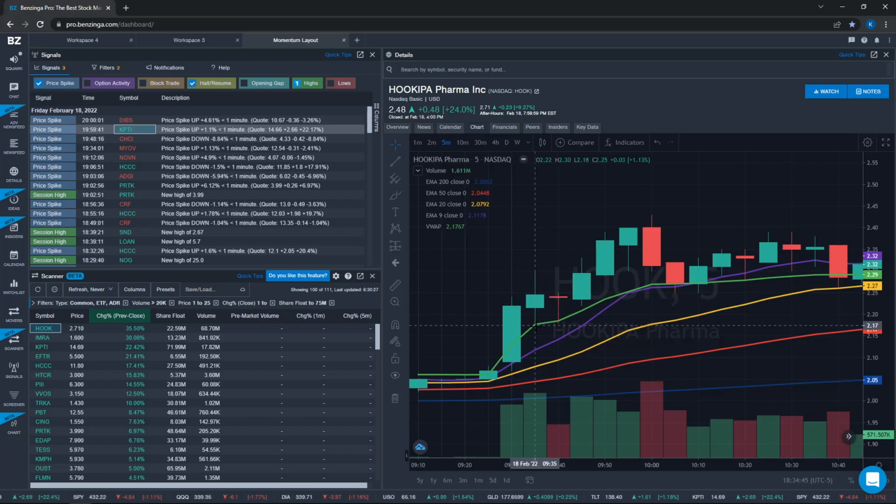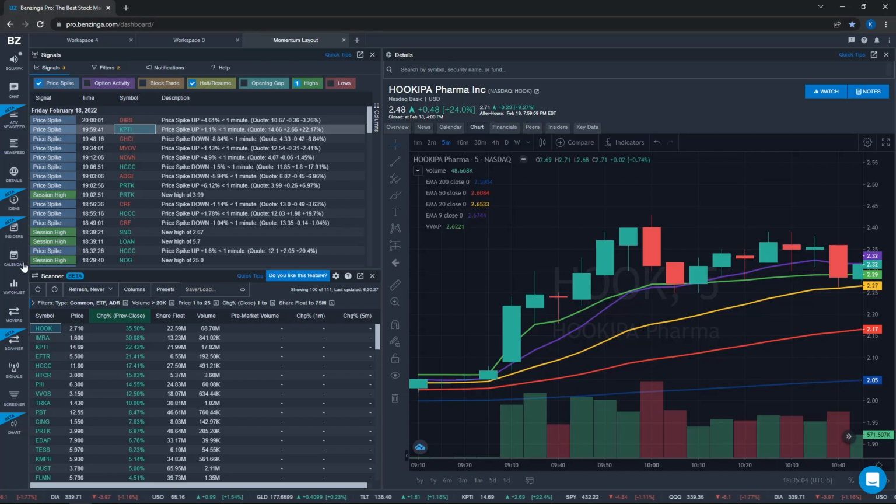Maybe I'm looking to buy at this VWAP and move from there. Maybe I'm looking to buy at this purple 9 EMA using the 20 EMA. Either way, having this and this combined, you can see how this can help you as a trader. Now, this is a momentum trader setup, or a layout, for Benzinga Pro.